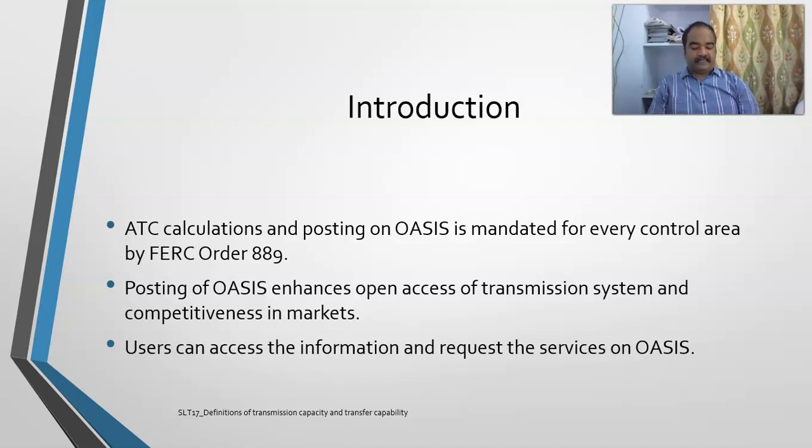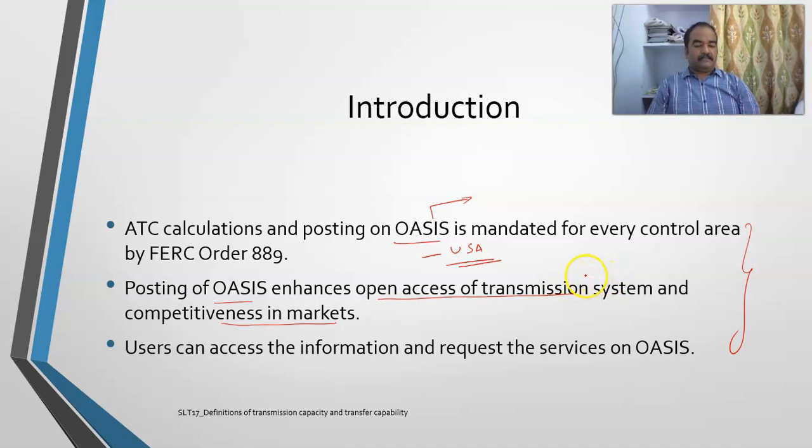The ATC calculations and the posting of these ATC on OASIS is mandated for every control area by FERC. Actually, this was restricted to the United States of America. OASIS is open access same-time information systems. So posting on OASIS enhances open access of the transmission system and competitiveness in the markets. Users can access this information and request the services on OASIS. Now, after reading this entire slide, you might be wondering what is this open access of transmission systems, right?